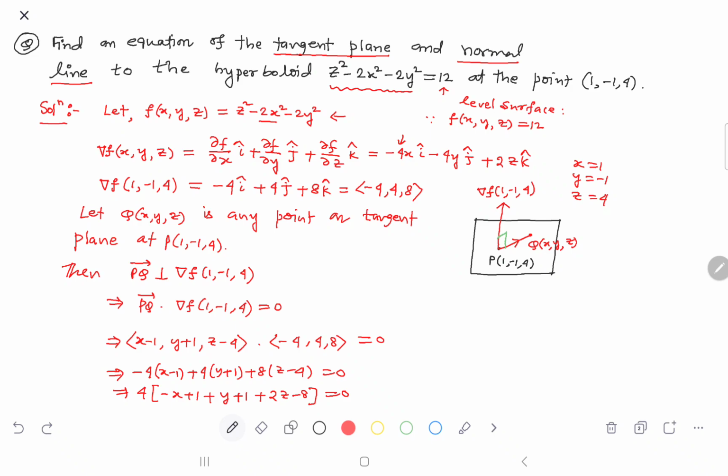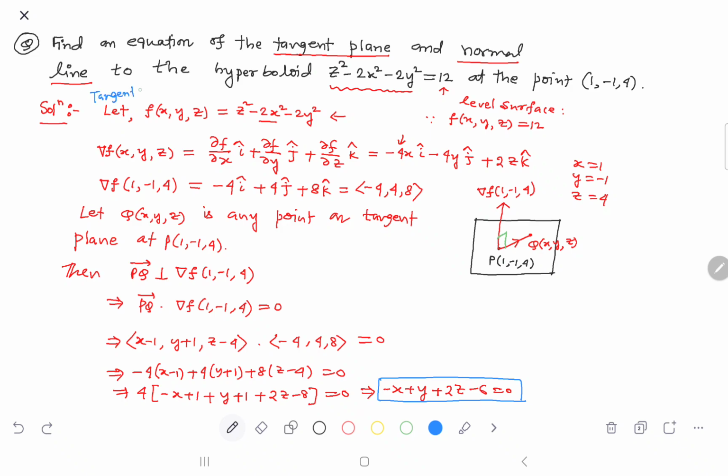Fine. Right. So if you simplify, what should we get? I'm writing it here directly. So you get minus x plus y plus 2z minus 6 equal to 0. So this is your equation of the tangent plane of that hyperboloid at the point (1, -1, 4). Yeah, this is the tangent plane.